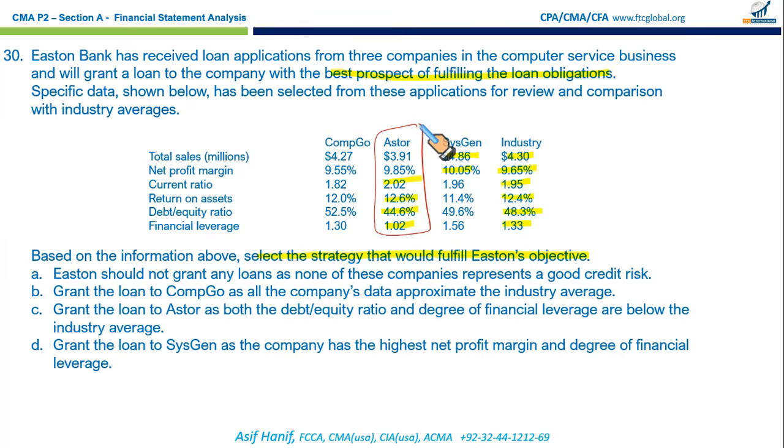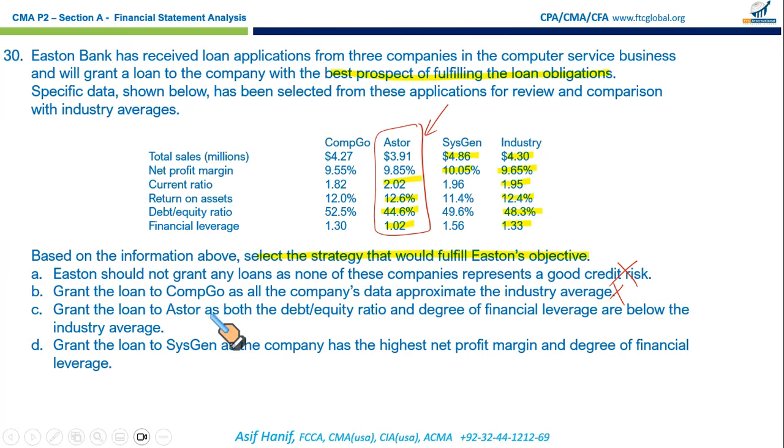Now let's see the options. Eastern should not grant any loans as none of these companies represents a good credit risk. Wrong. Astor appears to be a very good credit risk. Grant the loan to CompoGo as all the companies' data approximate the industry average. See, we do not want the company that approximates the industry average. We want the one that is beating the benchmark, doing better than the industry. So again, this is not right.